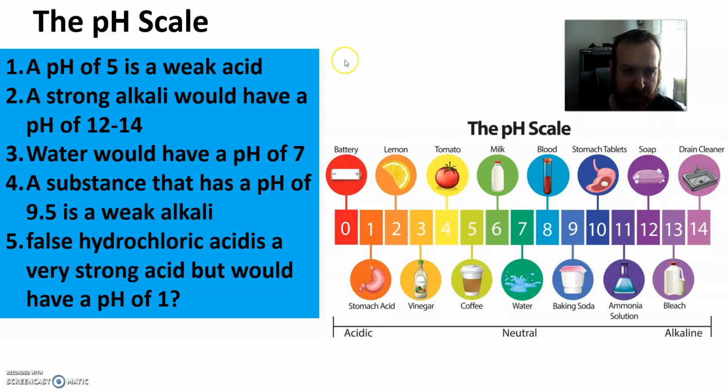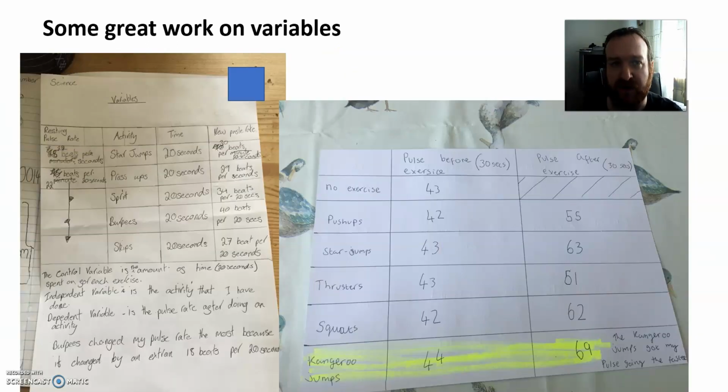So this week, we're going to be looking at ecosystems, but first I want to highlight a couple of bits of work that you uploaded just before half term and this week. You've done some brilliant work looking at variables. Here's just a couple of examples where we've got a couple of tables. Some people have done some graphs and lovely conclusions.